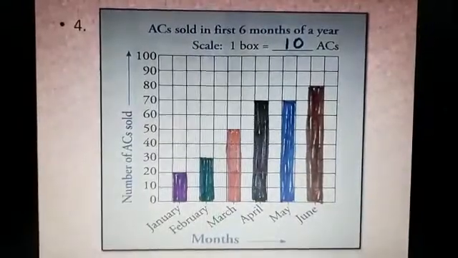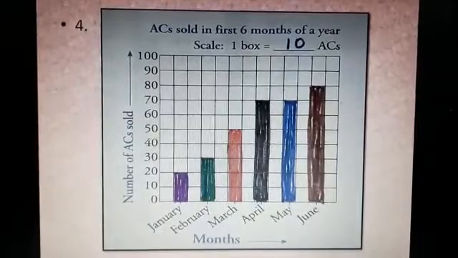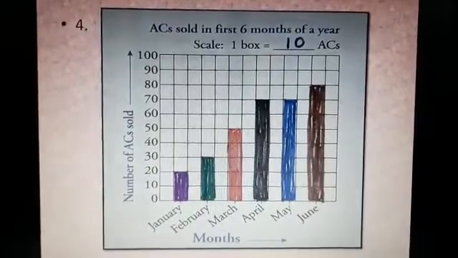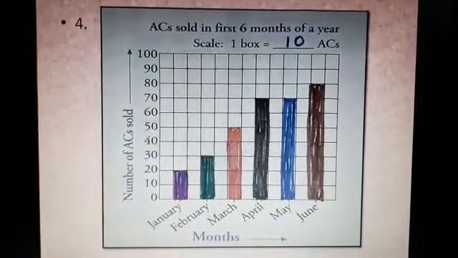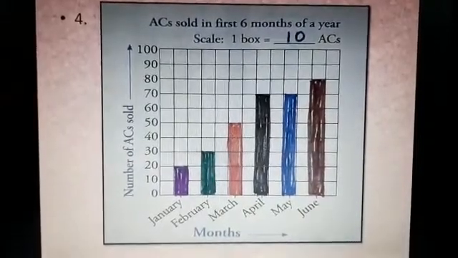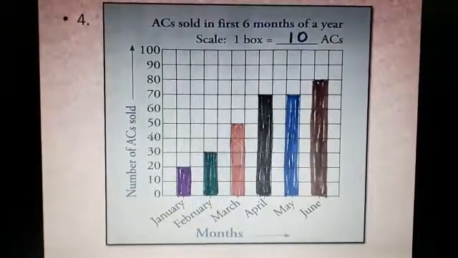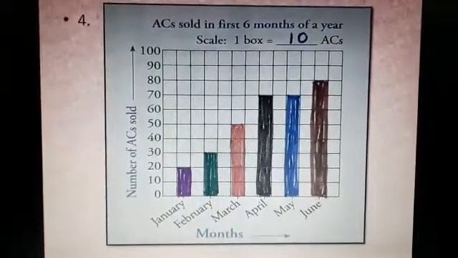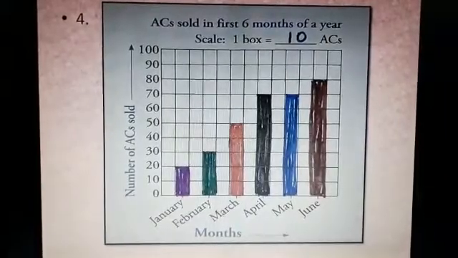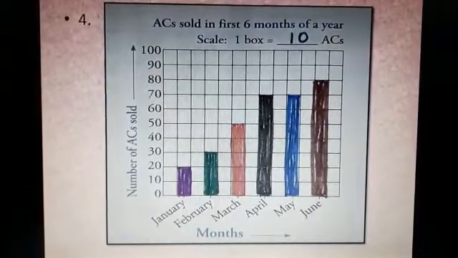Now turn your books to page number 230. It is the fourth bit here. The number of air conditioners sold by a shopkeeper during the first 6 months of a year are given below. Look at the data which is given in the question. It is number of air conditioners sold in January is 20, February is 30, March is 50, April is 70, May is 70 and June is 80.